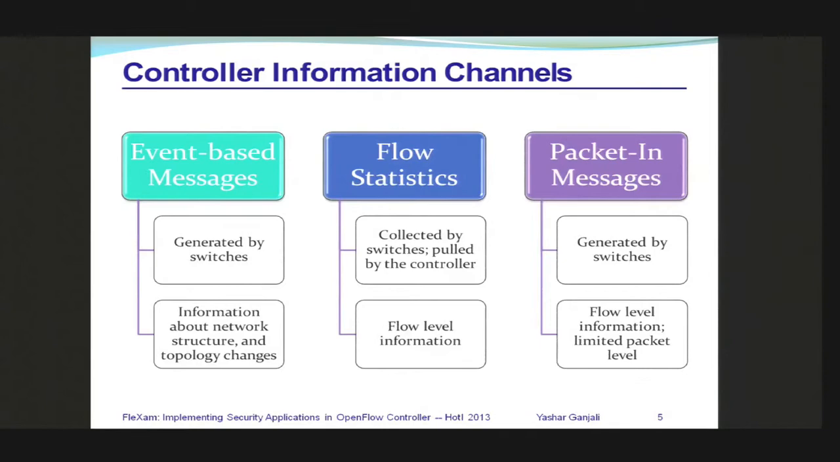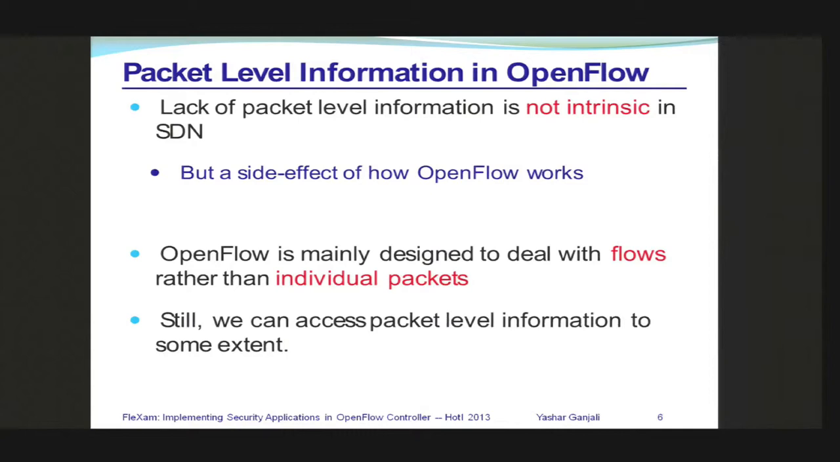This is not an intrinsic property of software-defined networking, of course. It is a side effect of how OpenFlow has been designed and implemented, because OpenFlow deals with flows rather than individual packets for the purpose of minimizing the load on the controller. It ignores packet-level information most of the time. What I just said doesn't mean that we necessarily don't have access to packet-level information in OpenFlow. There are ways of gaining packet-level information.